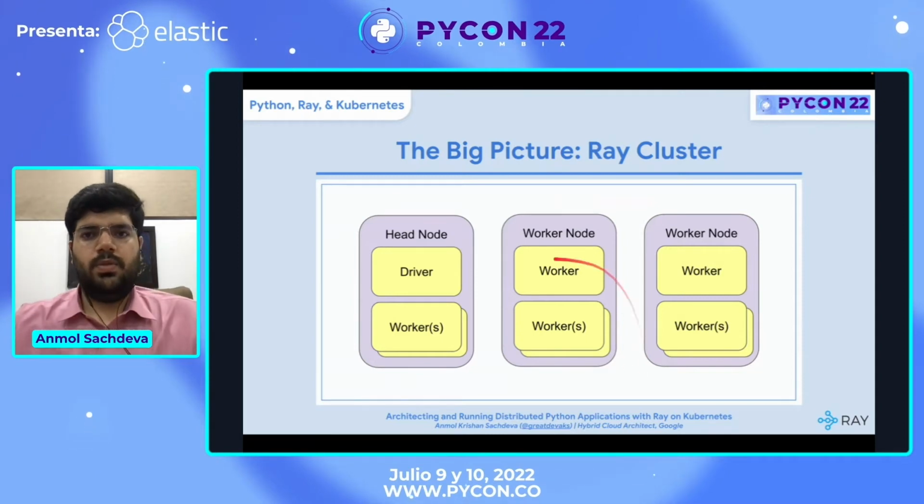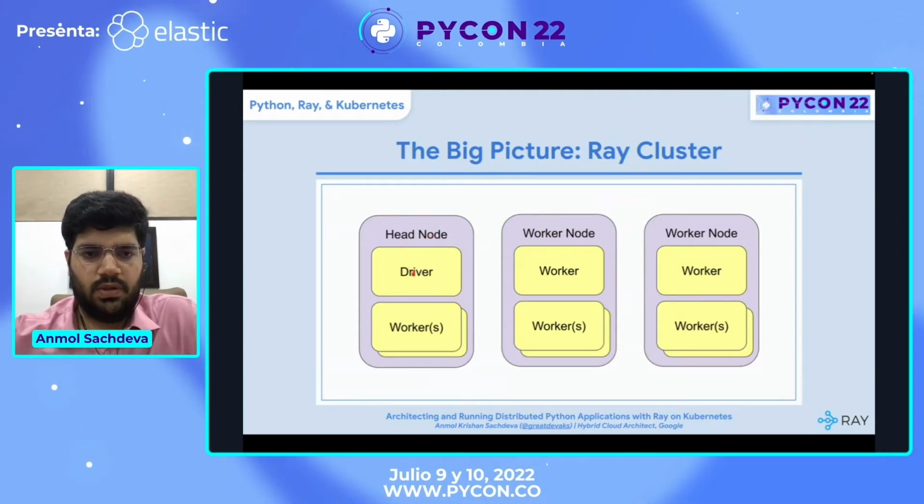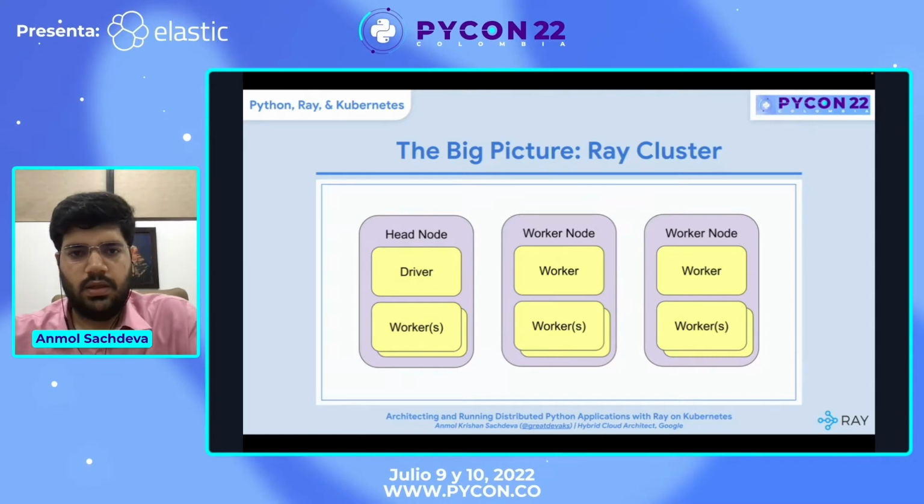Okay, so the big picture is that we have a Ray cluster in which we have one node which is called the head node, and we can have multiple nodes which are worker nodes. The head node has something called a driver, which is essentially a component which drives, you can say, the scheduling aspects of things. And we will drill down more into components. And workers are the ones which are actually the processes which will run your Python tasks, right?